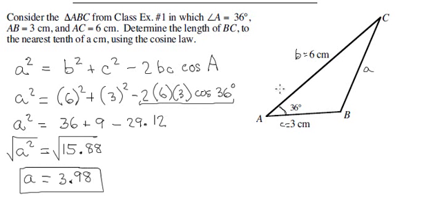So instead of doing this in a whole bunch of little steps, the cosine law does it in one great big step, which is probably better. Less chances to make a mistake this way, and it's easier to see how to set it up.